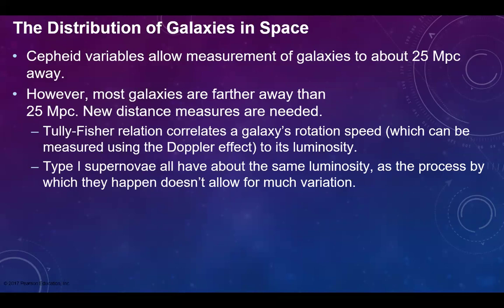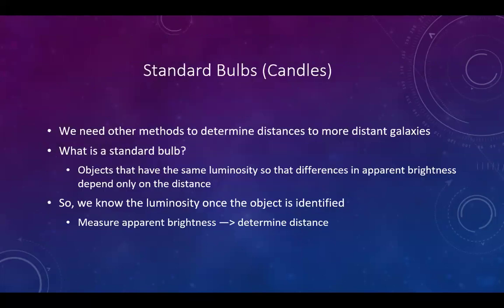It turns out there's something called the Tully-Fisher relation, where a galaxy's rotation speed, which can be measured using the Doppler effect, is tied to its luminosity. So the speed that spiral galaxies spin at is associated with how bright they are. Also, type 1a supernovae all have the same luminosity, as the process by which they happen doesn't allow for much variation. All 1.4 solar masses of a white dwarf collapsing and undergoing sudden fusion.